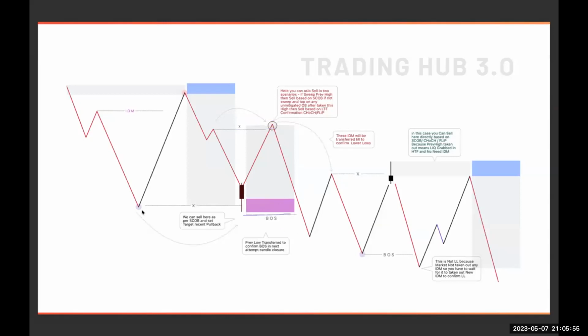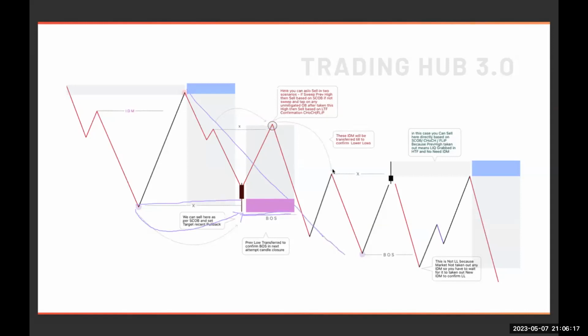And this becomes our valid break of structure because the first time it was just the liquidity. So this is not a break of structure. Market must have a candle close. That's why this high transfers from here to here. Okay. And on the next attempt, the candle closes. So this is a break of structure and this is our single leg move here, right? Until it takes out the inducement.